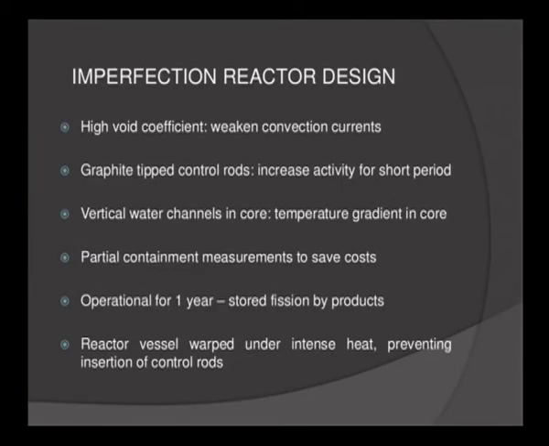Imperfect reactor design: a high void coefficient weakens the convection currents. Graphite-tipped control rods increase reactivity for a short period of time. Vertical water channels in the core, a temperature gradient in the core, partial containment measures to save costs, operation for 1 year, and stored fission by-products. So, all of these were bad design elements. The reactor vessel was warped under intense heat, preventing insertion of control rods.